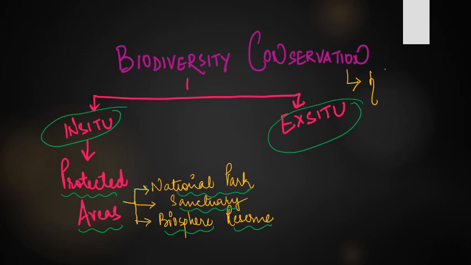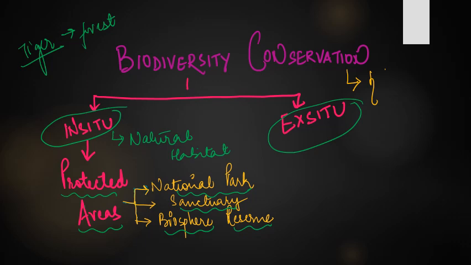In situ conservation includes protected areas, right, like your national parks, sanctuaries, biosphere reserves. But in situ means what? When we protect the organism in its original position. Suppose for example, a tiger is naturally found in a forest, right? So now you are protecting the tiger in the forest only. So we call it in situ conservation. That means when we protect the organism in its natural habitat, then we call it in situ conservation, right? So protected areas, national park, sanctuary and biosphere reserve.